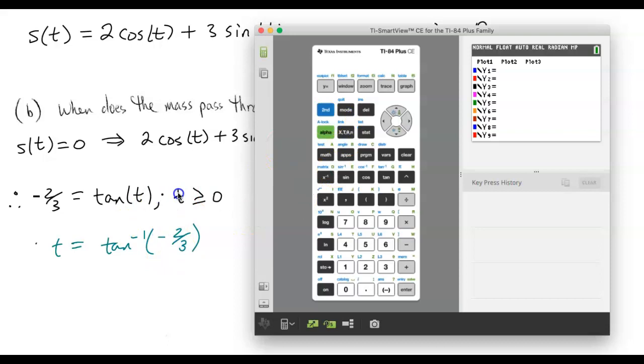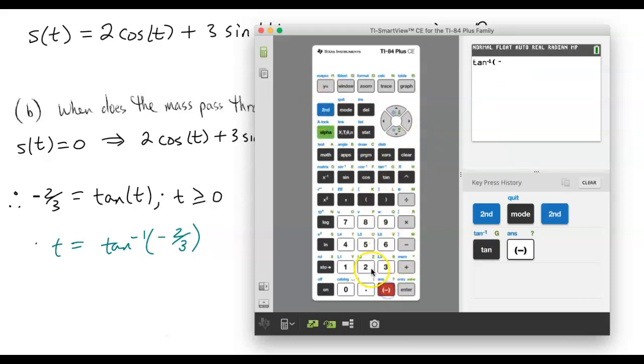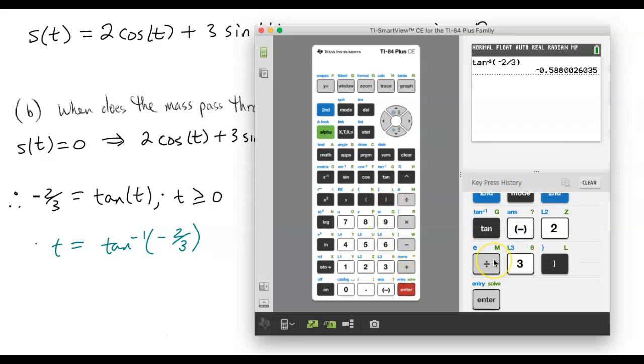All right, so if we actually use our calculator here to figure out what this is going to be, we're going to make sure that our calculator mode is in radians, because we're dealing with real number values here, not degrees, because time is not measured in degrees. So here I would have second and then tangent inverse. So this would be tangent inverse of -2 divided by 3.